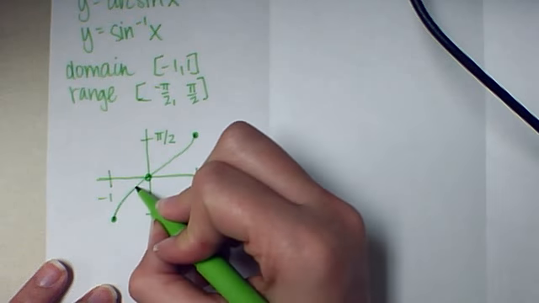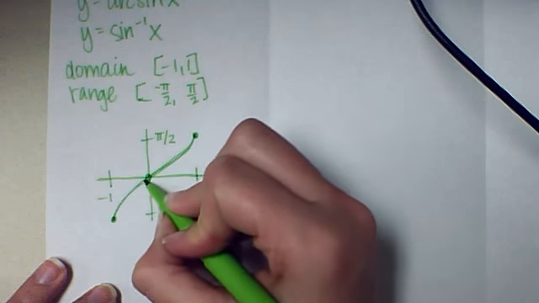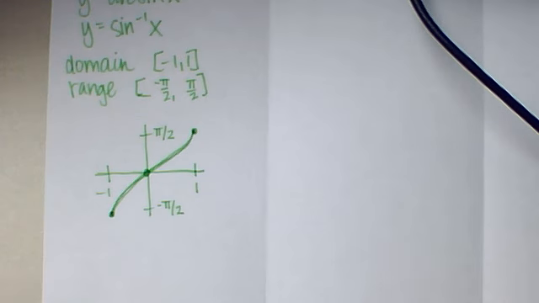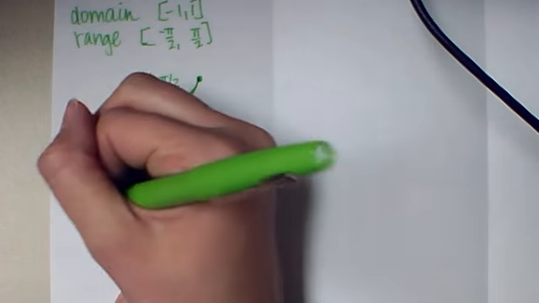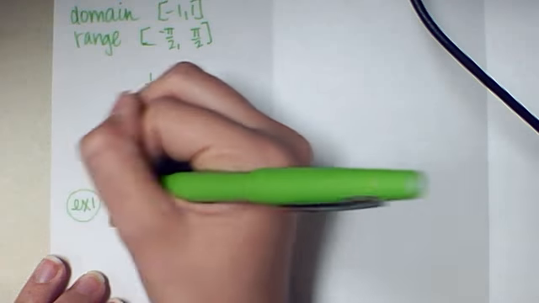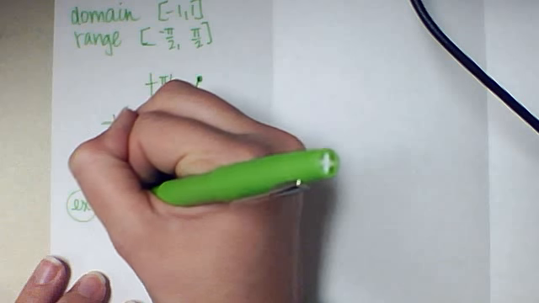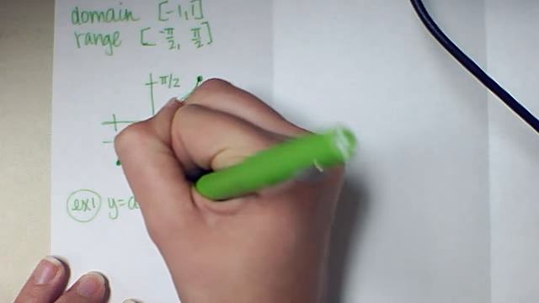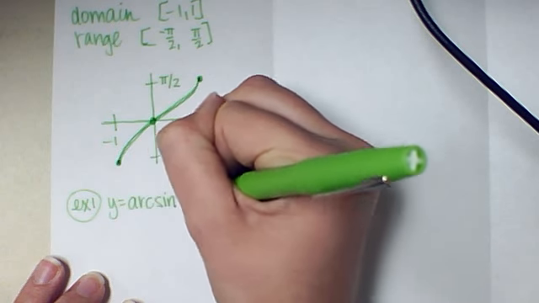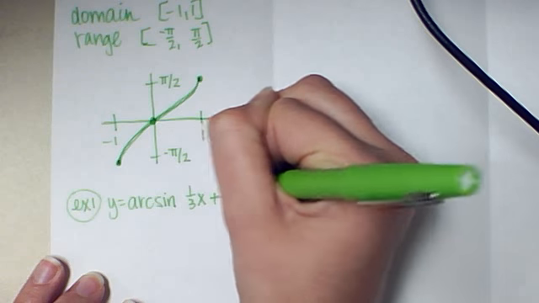And it does have some curvature here, so try not to draw it just like you would y equals x. There is some curvature there. Okay, we'll look at an example of that as well. So example number 1, we'll want to look at some of the transformations. Y equals the arc sine of 1/3 x plus pi/2.